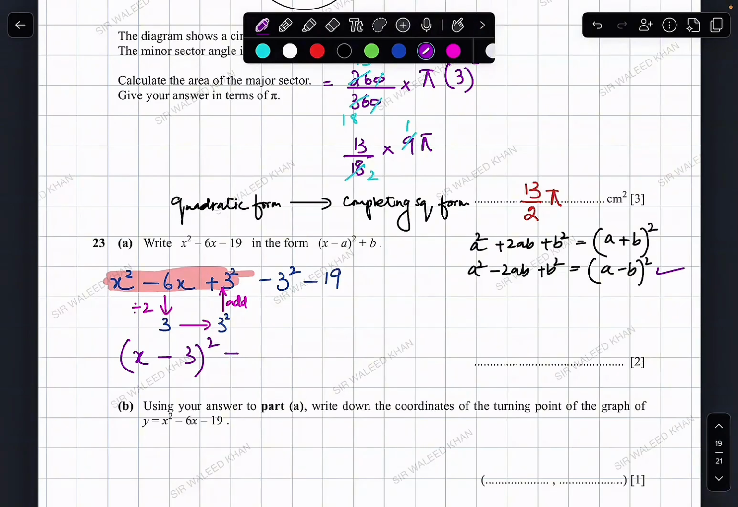Okay, minus 9 minus 19. So we have minus 28, and that's your answer. x minus 3 whole square minus 28.